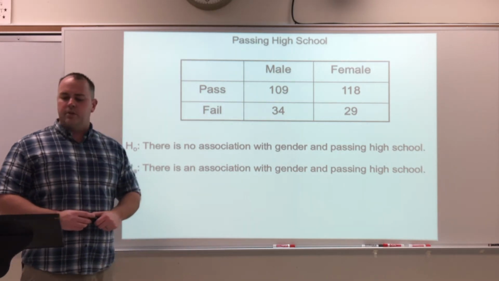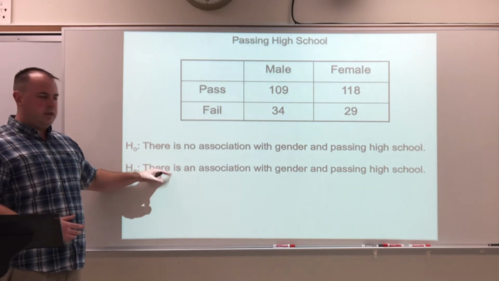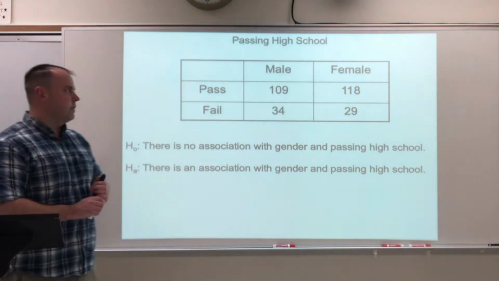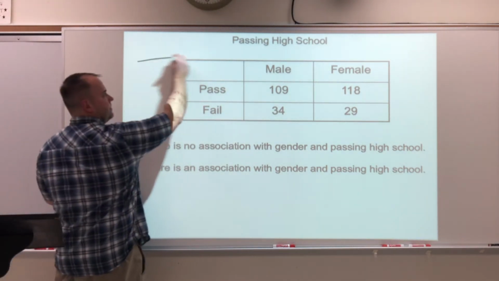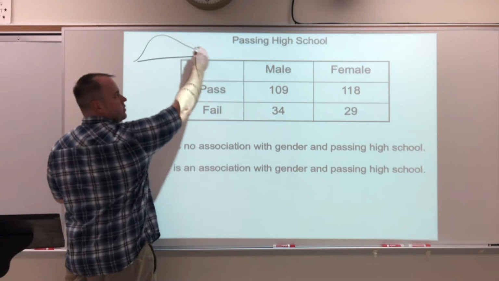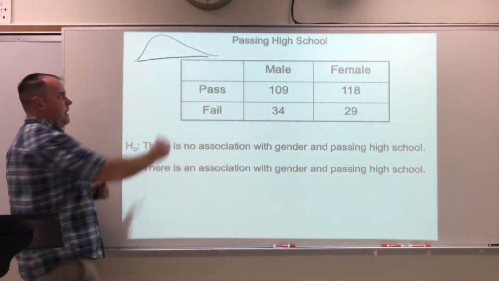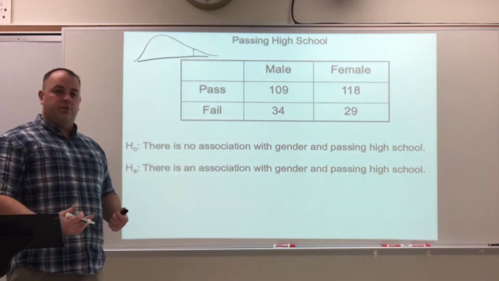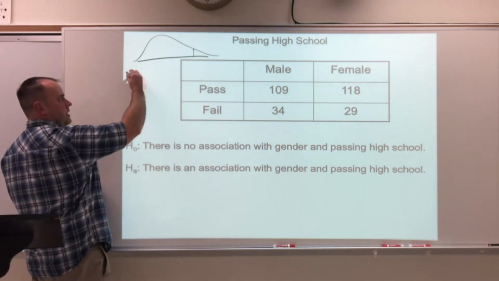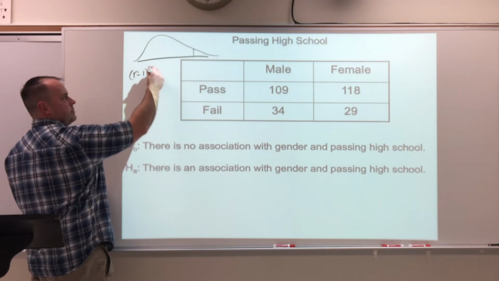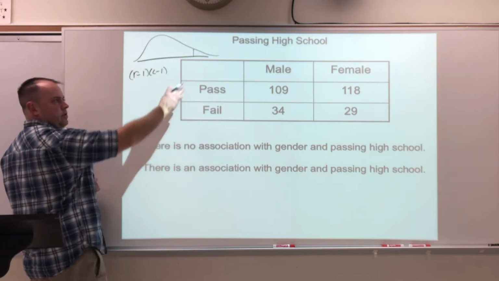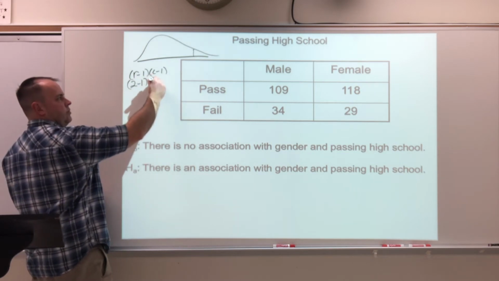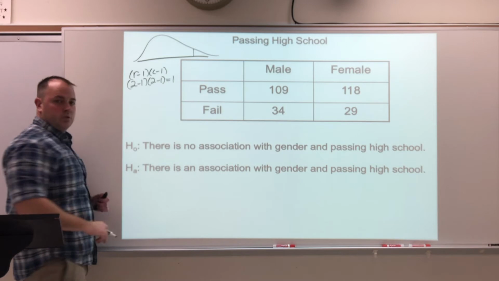Okay, so we have our null and alternative. Now I'm going to draw my curve and go to my chart and find my critical value. Remember, every curve for the chi-square is skewed to the right, and it's a right tail test. You need your degrees of freedom. Degrees of freedom is rows minus 1 times columns minus 1, the number of rows times the number of columns. So we have 2 minus 1 and 2 minus 1. Degrees of freedom is 1.